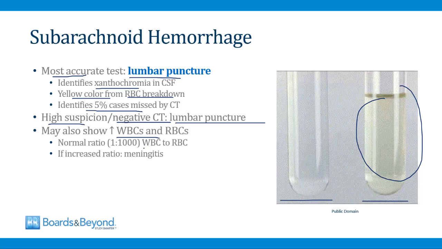Importantly, however, the ratio of white cells to red cells in a subarachnoid hemorrhage will be 1 to 1,000 or less. This is the normal ratio when blood gets into the CSF. If the ratio is higher than 1 to 1,000, that means the patient has meningitis. Remember that meningitis can have symptoms like fever and headache and nuchal rigidity that can mimic subarachnoid hemorrhage. But in a patient with meningitis, the head CT will not show bleeding, and when you do a lumbar puncture, you will find white cells and red cells, but the ratio will be much higher than 1 to 1,000 because the inflammation from meningitis is driving up the white blood cell count in the CSF.